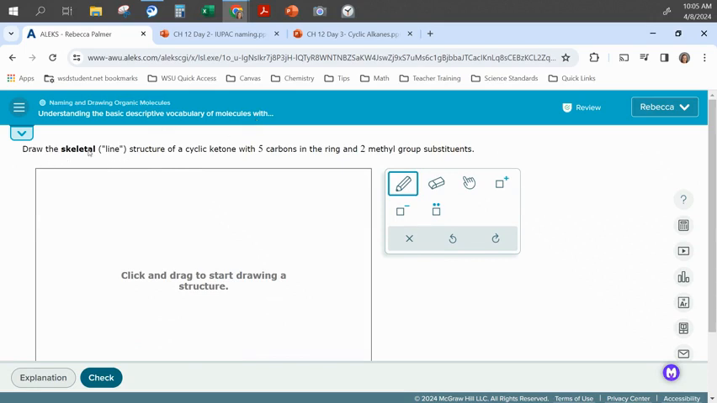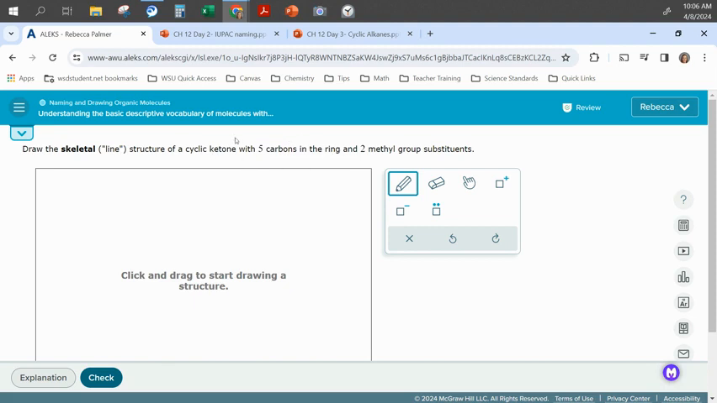So here we go. Draw a skeletal structure, which means we're just drawing the corners and vertices, of a cyclic ketone. We have to remember what a ketone is from chapter 11. With 5 carbons in the ring and 2 methyl group substituents. It's not really telling me where they are, so I can pick where they go.